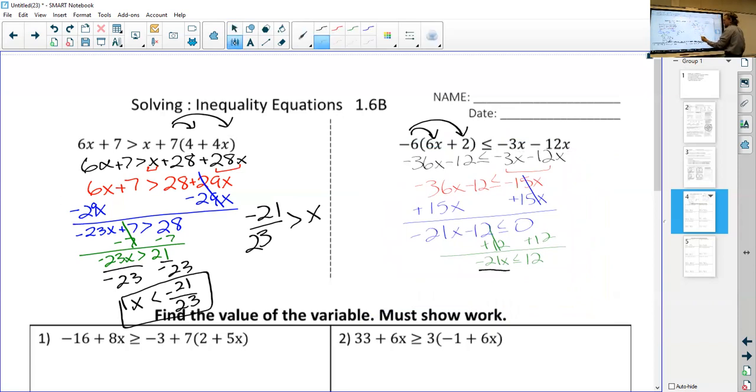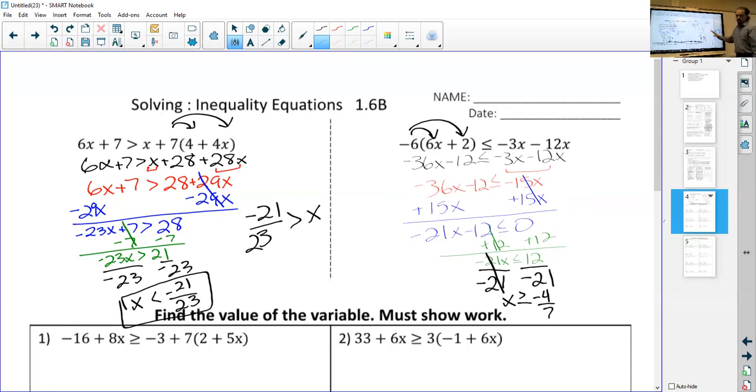So I want to get rid of times negative 21. So we're going to divide by negative 21. So these will cancel. Since we divided by a negative, we do need to flip the sign. So this will be greater than or equal to, I don't know why I put 12 over here. Okay, so 12 divided by 21, we can simplify that. We can divide both those by 3, so this would be negative 4/7. And there you go.